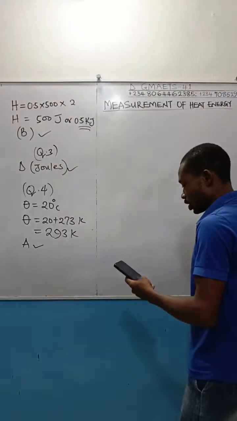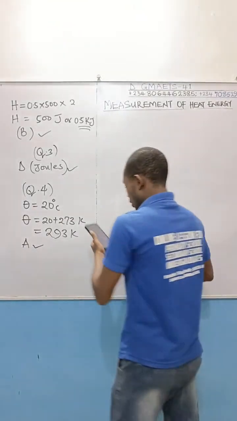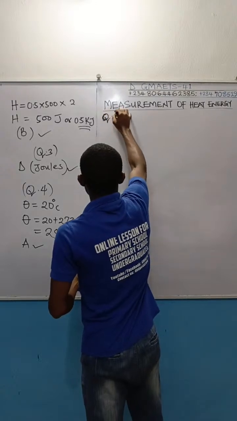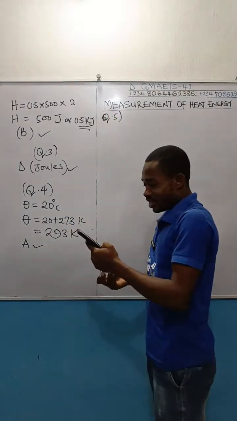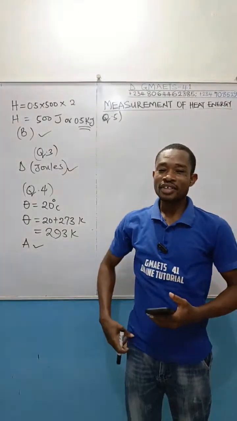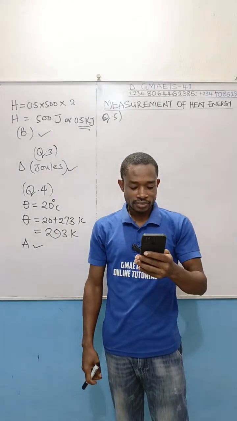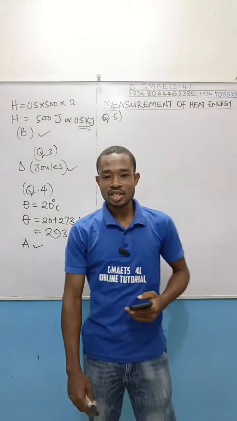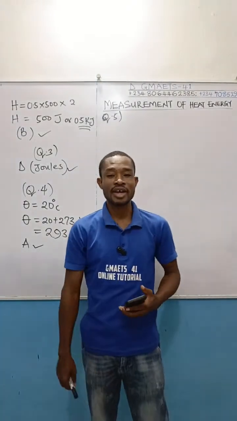Let us move on to question number 5. Question 5 is a calculation question, and it's long. I won't have the time to write it on the board fully. This is serious, so let me dictate it. Pay keen attention, and you can be fast in writing.